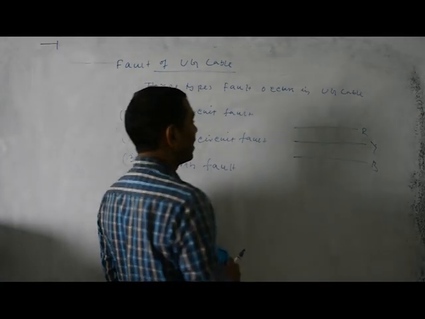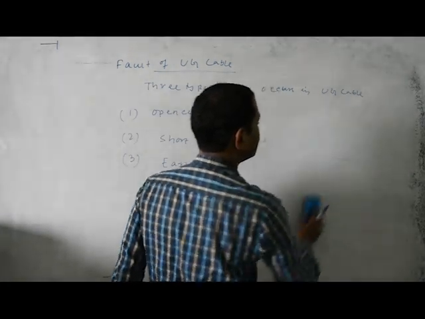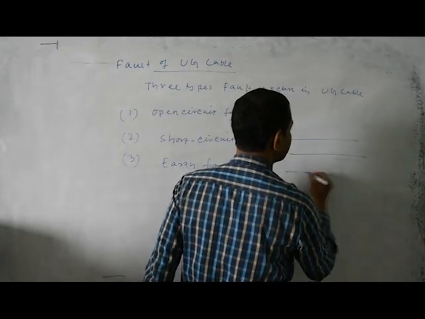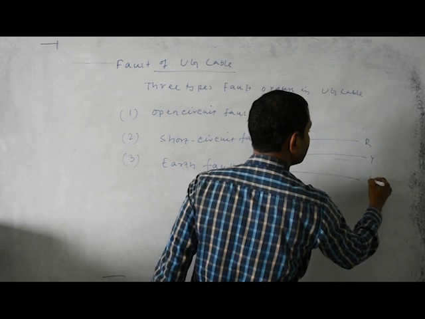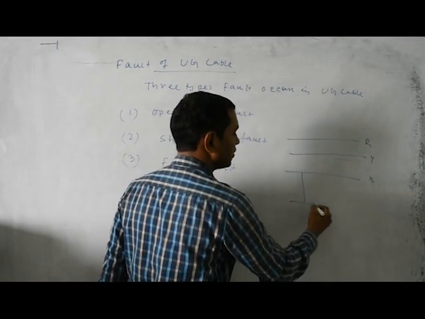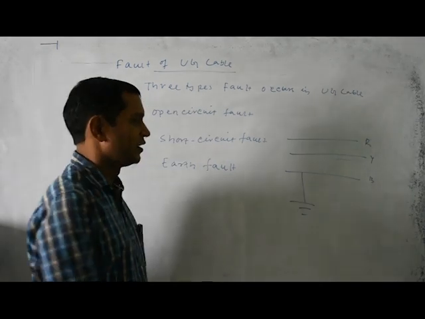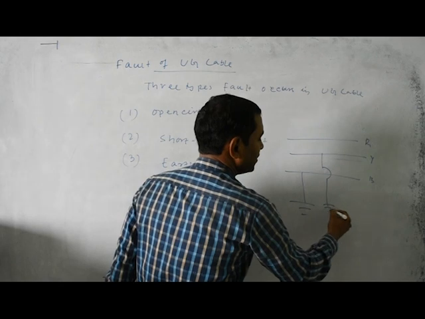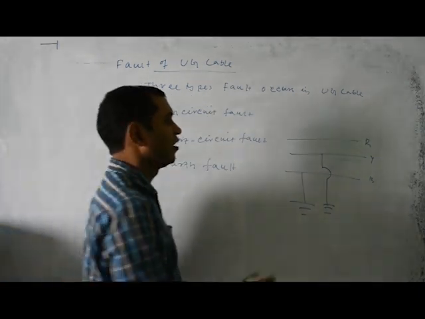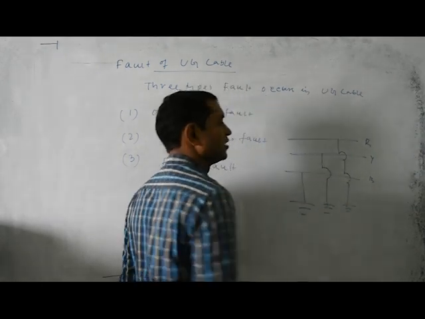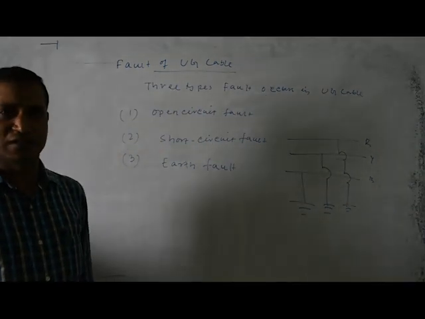Again, come to arc fault. The last one is arc fault. Just like R, Y, B, this is a multi-core cable. If one phase is connected to earth, or this phase is connected to earth, or this phase is connected to earth, this is known as the arc fault.